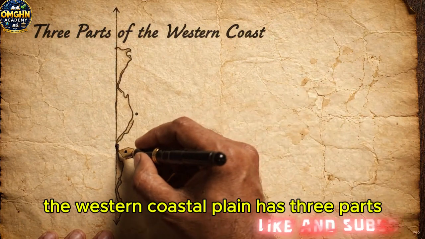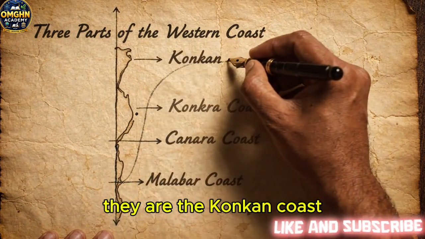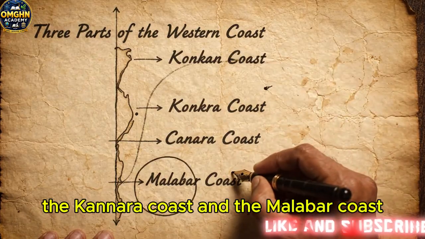The western coastal plain has three parts. They are the Konkan Coast, the Canara Coast, and the Malabar Coast.